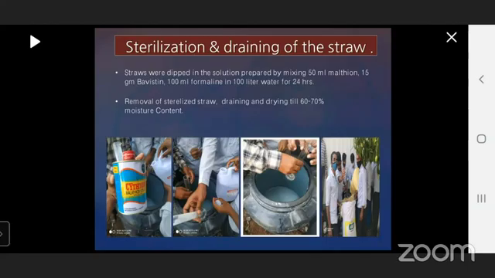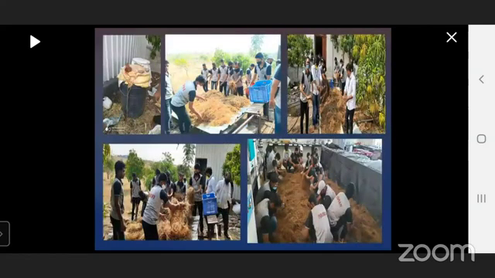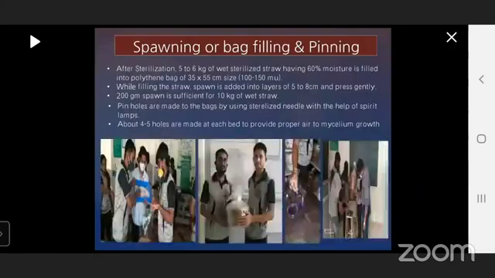Then we have to dip the straw in the container or barrel, or in plastic bags also. We add it into the container, tie it up, and dip it deep into the water, and we have to check that the water level is raised, meaning the straw is fully submerged in the water. Then we have to pack the straw airtight for the sterilization. It helps with complete sterilization.